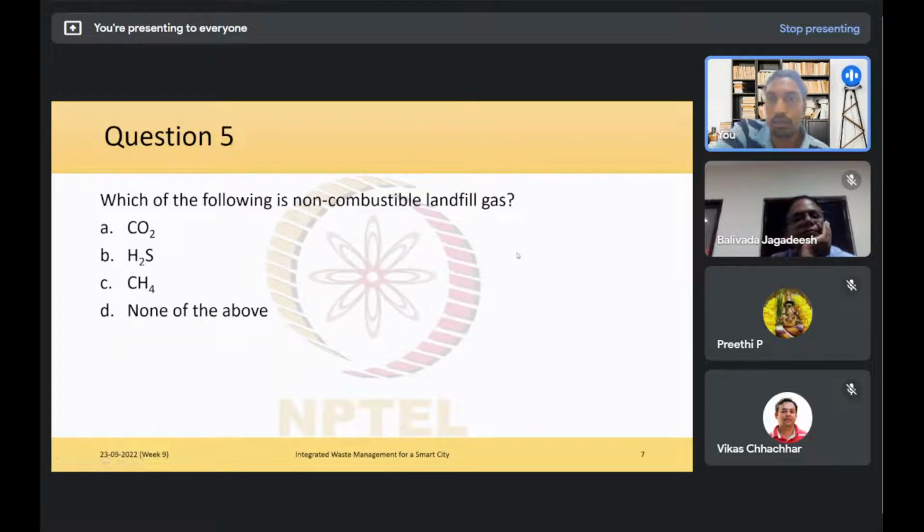Right. Moving on to question number 5. Which of the following is a non-combustible landfill gas? The options are carbon dioxide, hydrogen sulfide, methane, and none of the above. Okay, so here we are talking about combustion. So what is combustion? Combustion is an oxidation process, right? An element combines with oxygen. That's what happens during combustion.